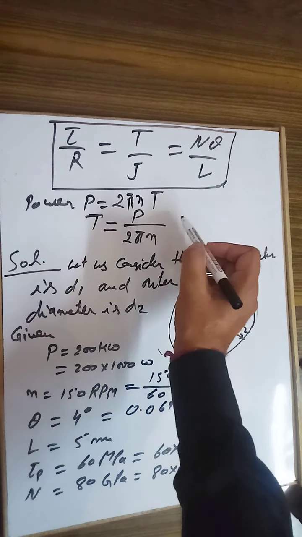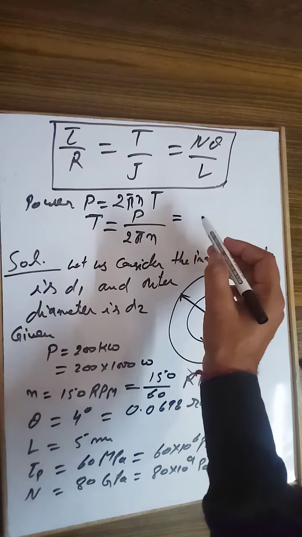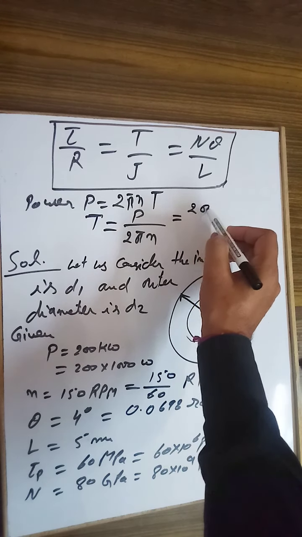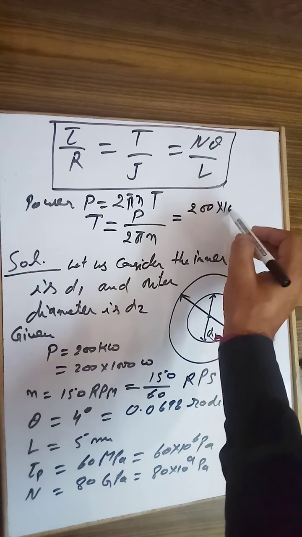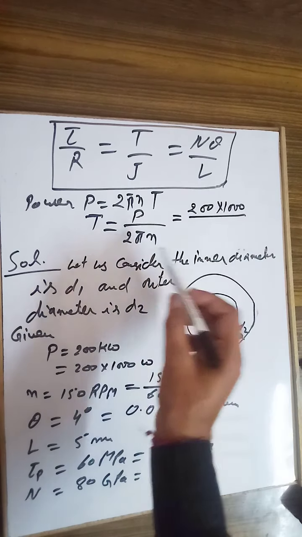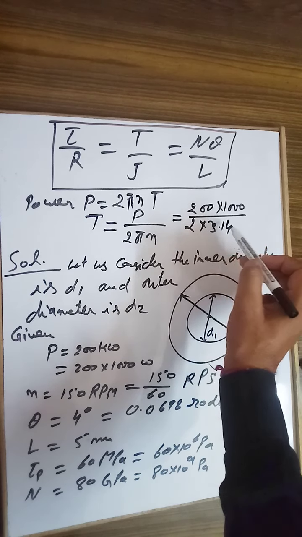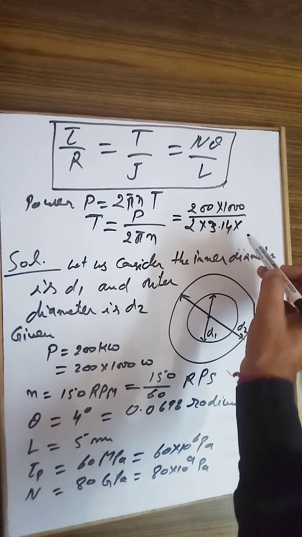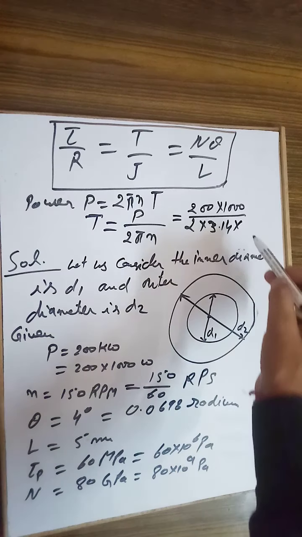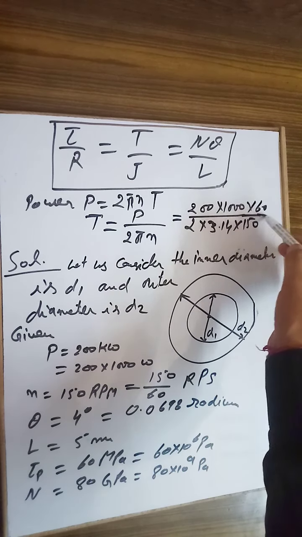So we can put it here and we will find out the value of this T. So that will be, P is here 200 into 1000, divided by 2 into 3.14, and into N, which is now 150, and divided by 60, so 60 I'll write here.